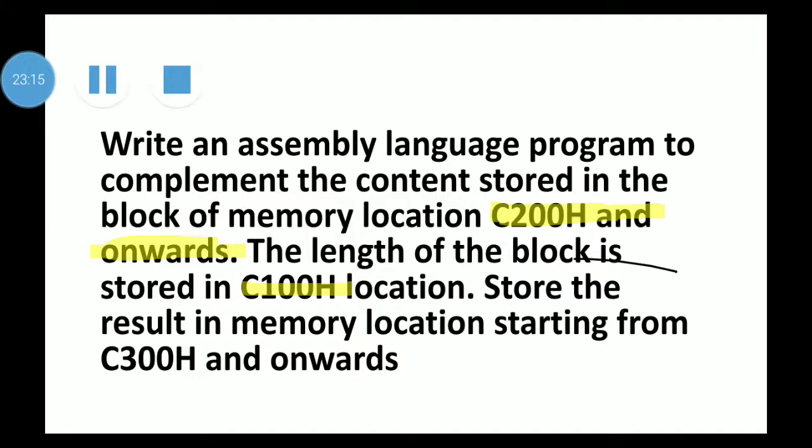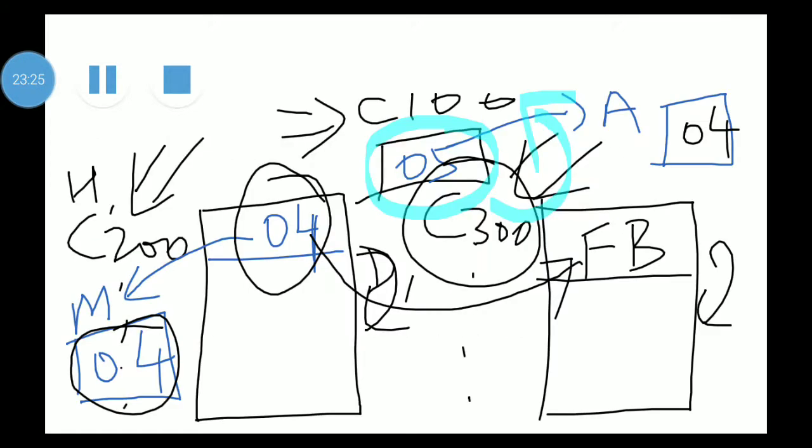So the starting location of the output also begins from C300 and will go till C304. Okay, so what have we done? We have made a logic. We got the input and the output location, and we have made one logical layout of how the program is going to perform.